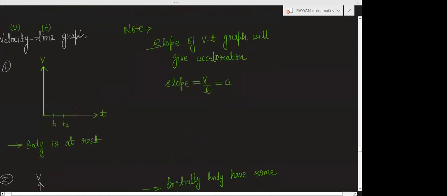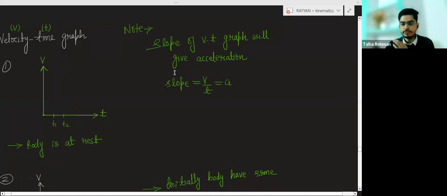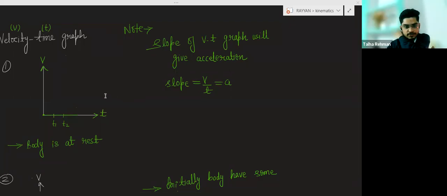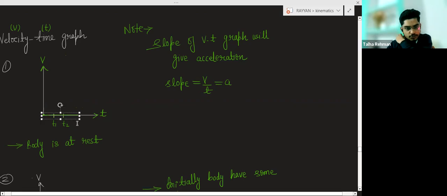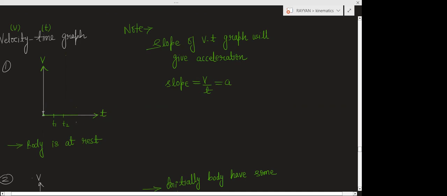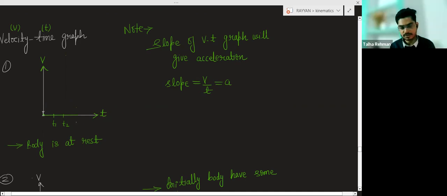So in a velocity-time graph, slope is acceleration. Now you know why the slope is the acceleration. If in this type of graph you have a straight line lying on the time axis, it means that with time the velocity is zero. If the velocity is zero, it means the body is at rest. So you can read this graph.